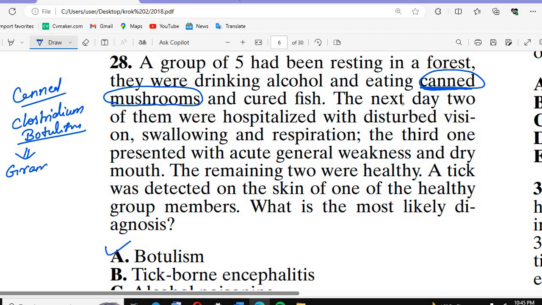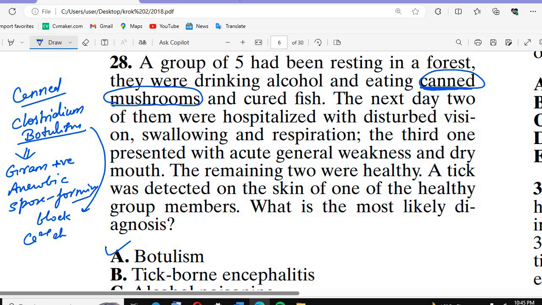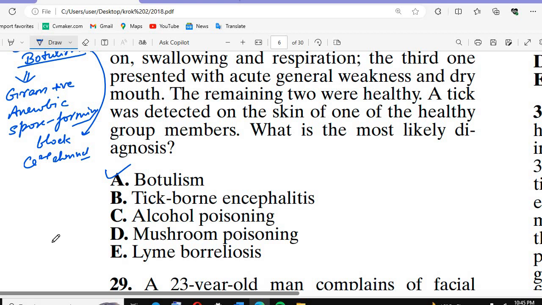Remember that Clostridium botulinum is gram positive, anaerobic, and spore forming bacteria. What does it cause? It blocks the calcium channels. It releases botulinum toxin, and this toxin acts on the synapse between two neurons and blocks the calcium channels, due to which there will be no release of acetylcholine.